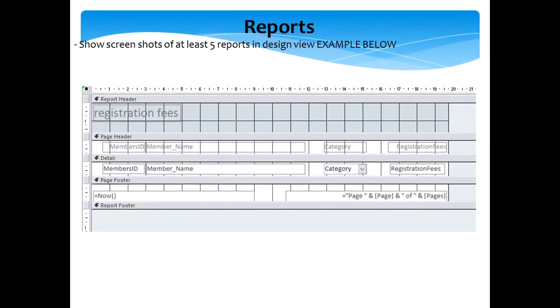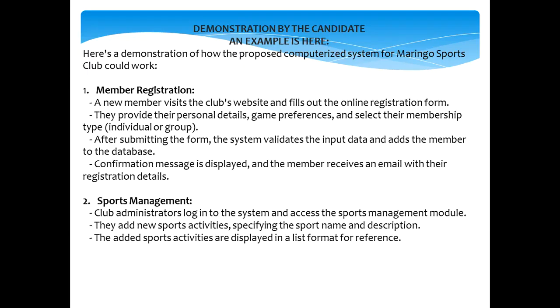Then reports. Show screenshots of at least 5 reports in design view. For example, here I have screenshot registration fee showing how the form looks like. You can also screenshot the report when running. Then demonstration by the candidate. An example is here. Here is a demonstration of how the proposed computerized system for Maringo Sports Club could work.